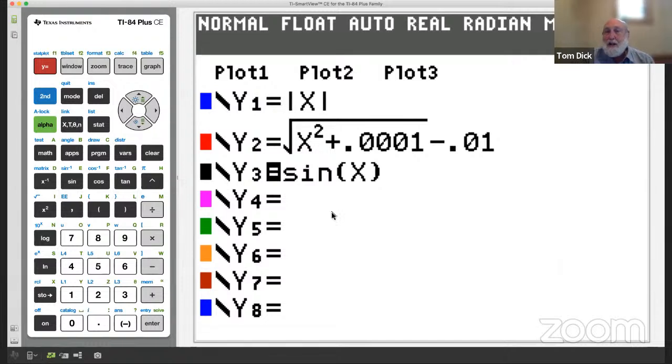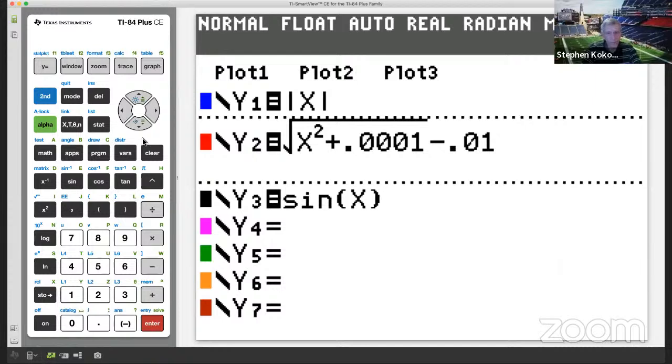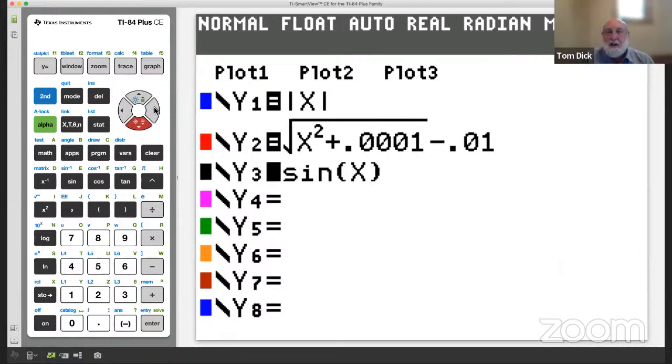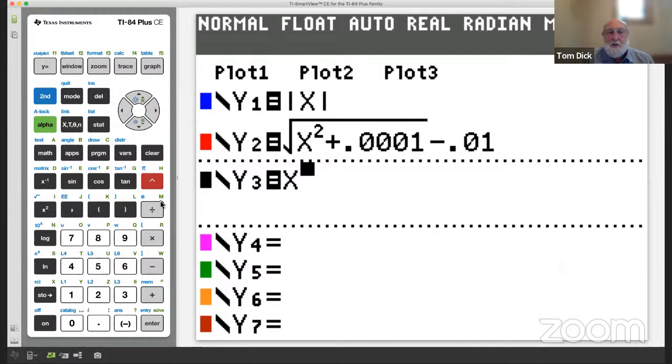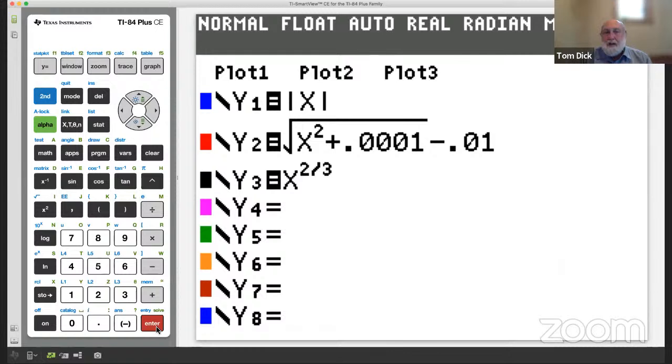Now, down here on Y3, let me go ahead and activate these for graphing. So I'm just selecting Y1. I'll select Y2. And just for grins, I'm going to throw in a third function. It won't be sine x. We already took a look at that. But the graph I'm going to put in here also goes through the origin. That's x to the 2/3 power. Now, let's just go ahead and graph all three of these and see what they look like.